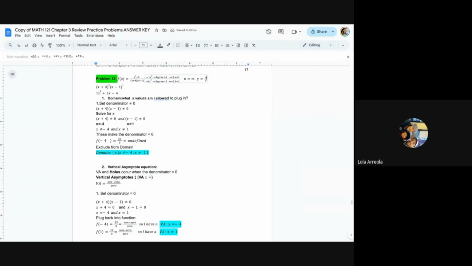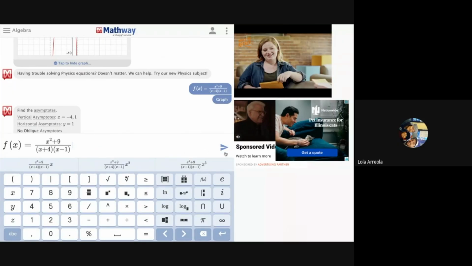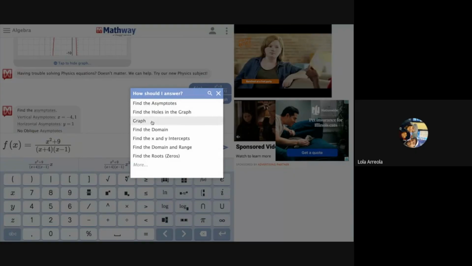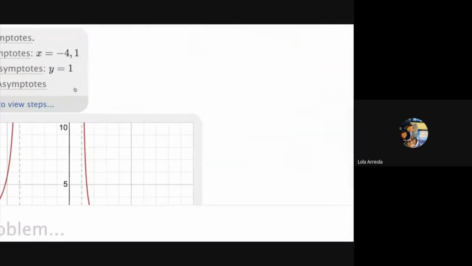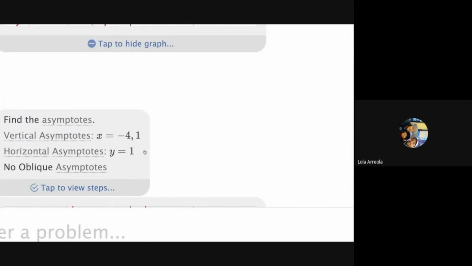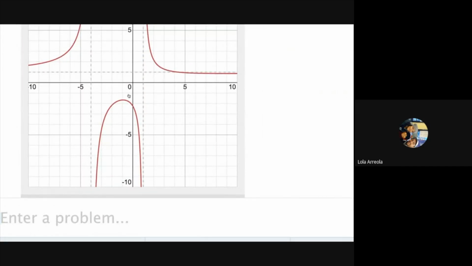In this case, y is equal to 1 over 1. So my horizontal asymptote is at y equals 1. And let's confirm it. It's 9 over x plus 4 times x minus 1. I just want them to graph it, but we should have a horizontal asymptote at y equals 1. So that explains the horizontal line right here at y equals 1.